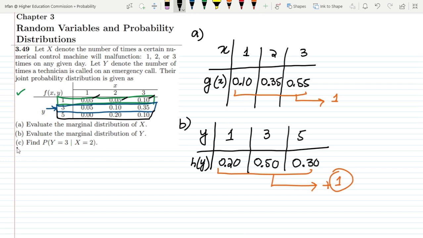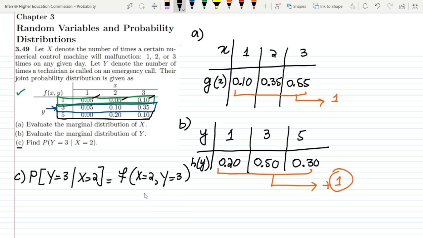Now let us move to part C of our question, and here we have to find the probability of y equal to 3 given that x equal to 2. So here I have to find out the probability that y is equal to 3 given that x is equal to 2. In order to find it out, I have to use the conditional probability, which is the joint probability of x equal to 2 and y equal to 3, divided by the marginal distribution of x equal to 2. So here I will have g of x equal to 2.